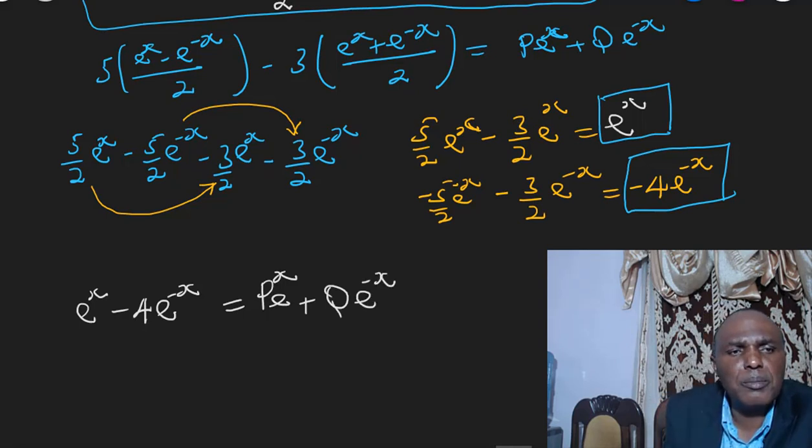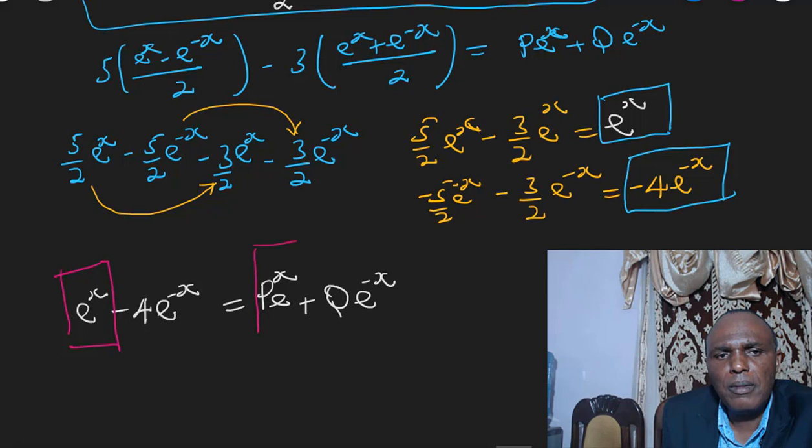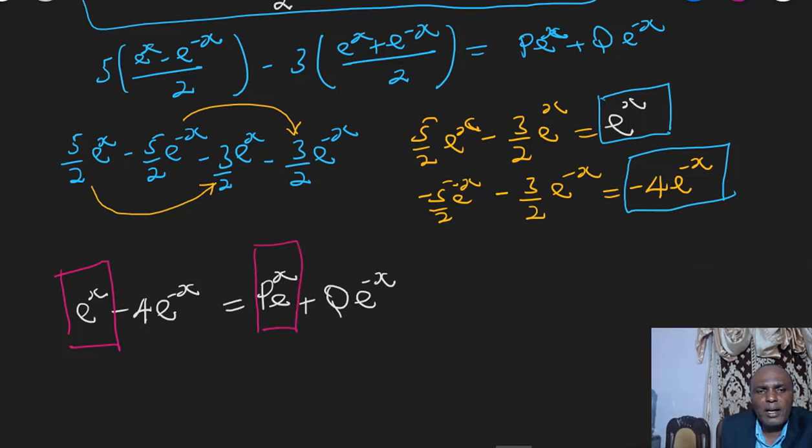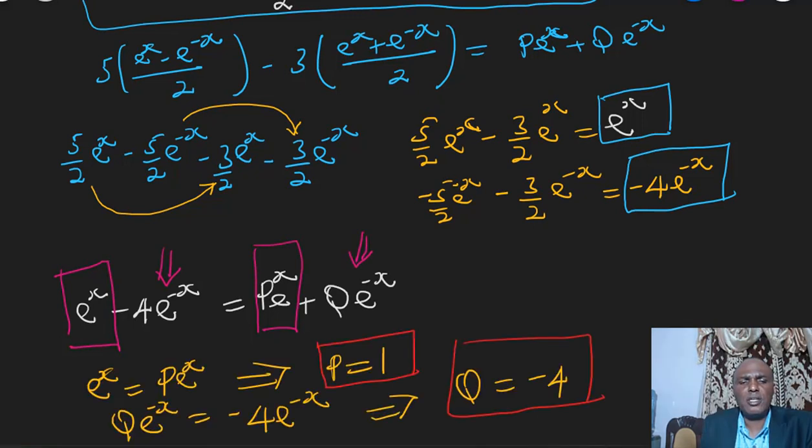Now looking at this problem, we find that this term here and this term are equal, while this term and this term are equal. E to power x is equal to p e to power x, which implies that p is equal to 1. q e to power negative x is equal to negative 4 e to power negative x, which implies that q is equal to negative 4. So we have done our problem. It was a simple one. Thank you for listening.